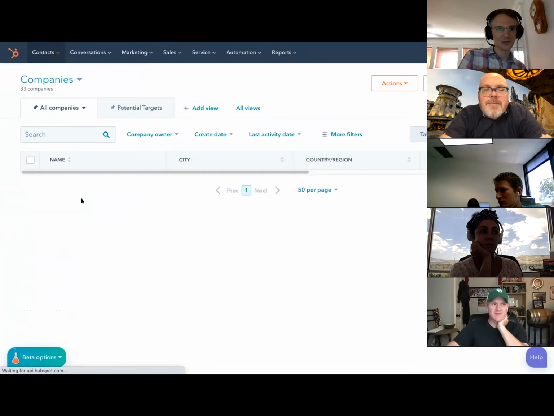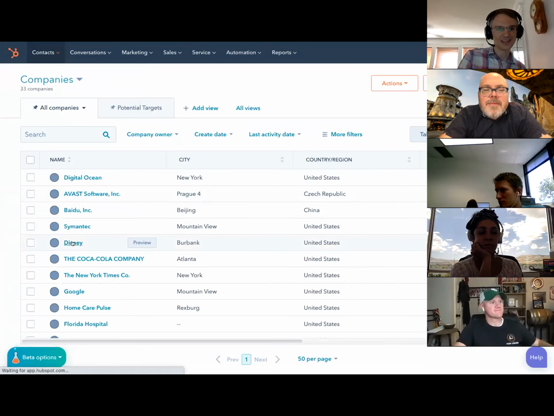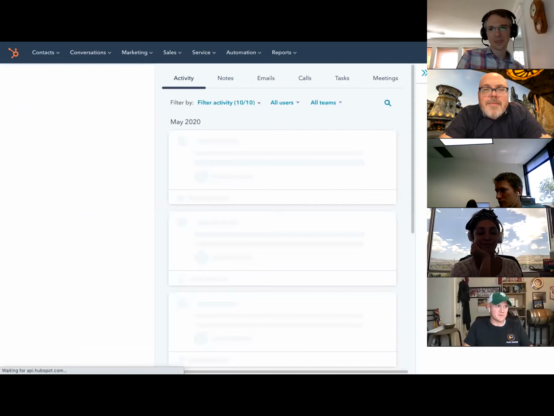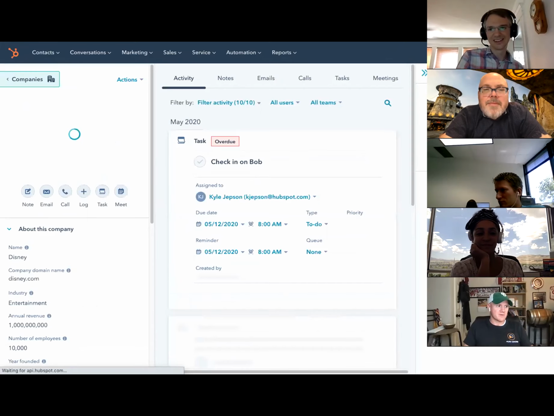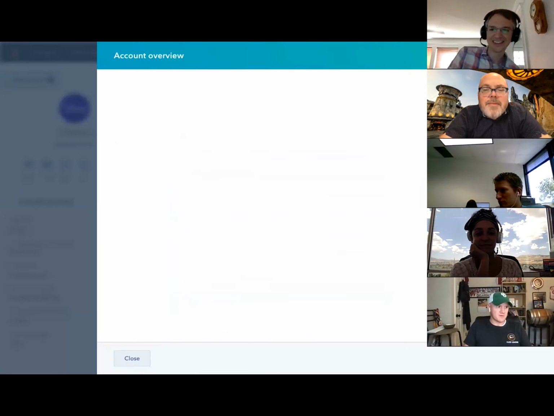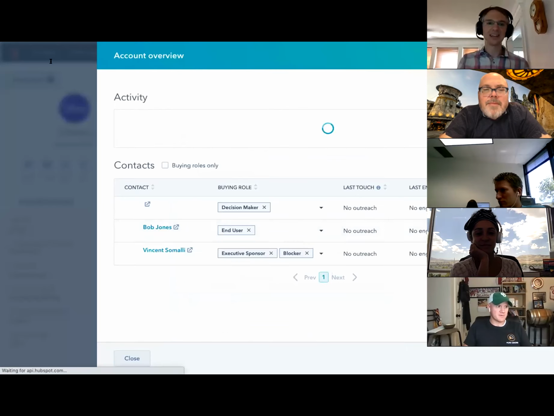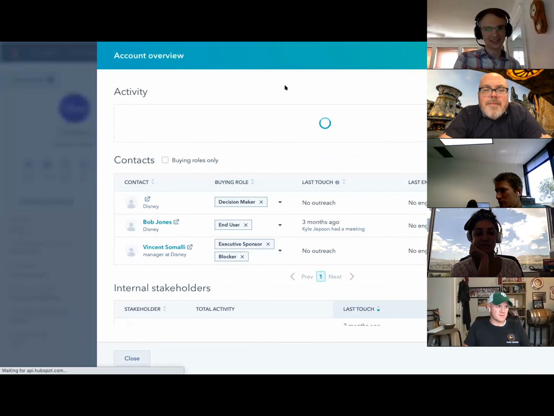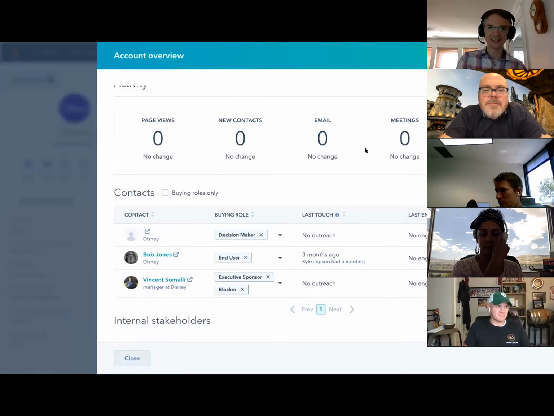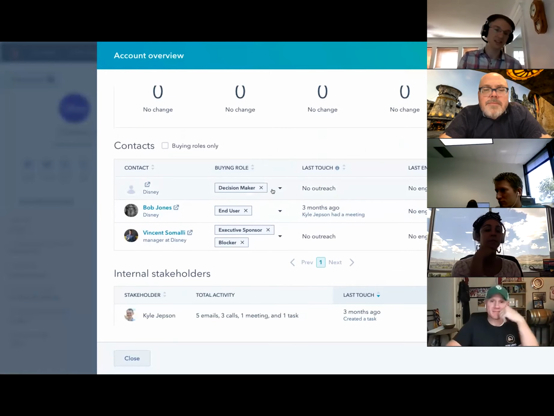Let me just go for Disney here because I happen to know there's some contacts here at Disney. And here we go. All right, view account. Now we will see up here at the top some metrics specific to this account. And again, this is a dummy portal with not real data, but you would see how many emails and contacts and things. You can see the contacts here, and this is where you can dictate their buyer roles, right?